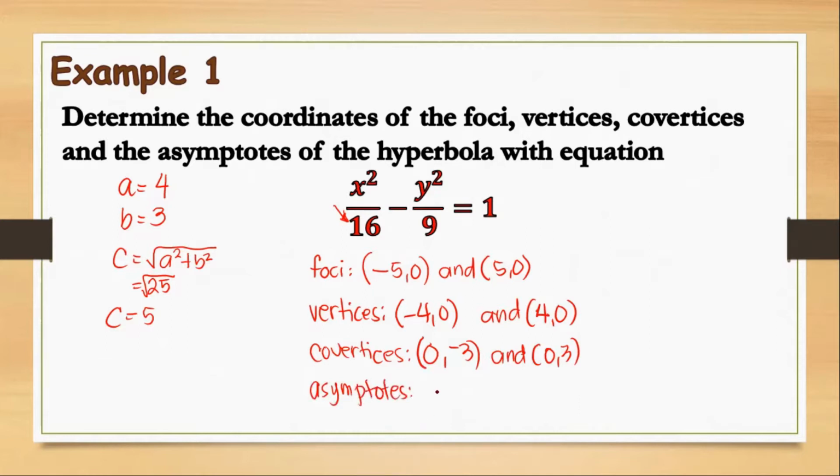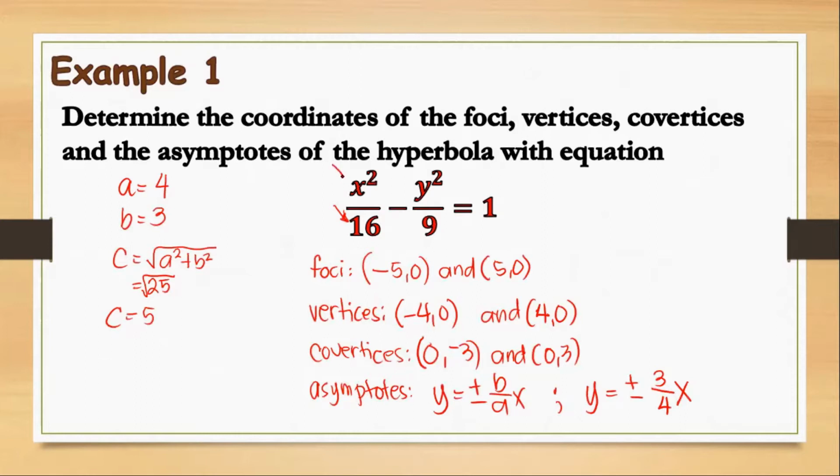The asymptote of this is y equals positive or negative. Take note that this is a horizontal hyperbola. So our b here is the y, and so that is b over a x. So our equation is y equals positive or negative. B is 3, a is 4. So we have y equals plus or minus 3/4 x. That will be the equation for our asymptote of the hyperbola.